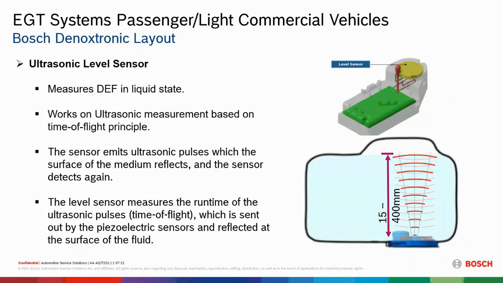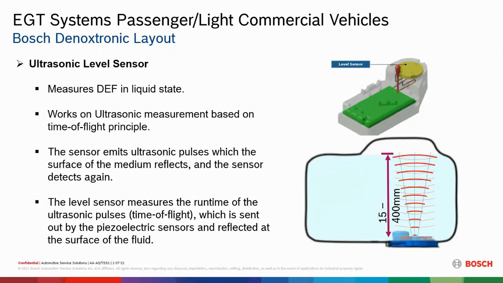So the ultrasonic level sensor, let's talk about, measures the DEF fluid in a liquid state. This is the newest style sensor. It gives a measurement based on time of flight principles. The sensor emits ultrasonic pulses, which the surface of the medium reflects, and the sensor detects again. So now this is mounted in the bottom in that 5.1 system, and we're casting that signal up to the top of the tank, and that reflection comes back again. And the great part about this is it can be moving fluid. It can still get a measurement anytime. So we can get a pretty accurate level.